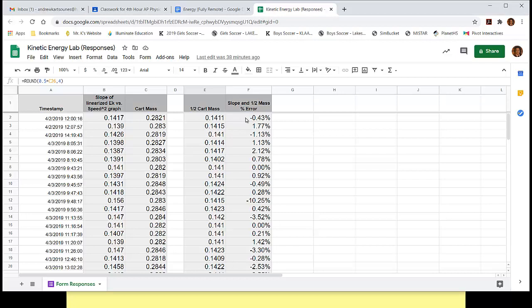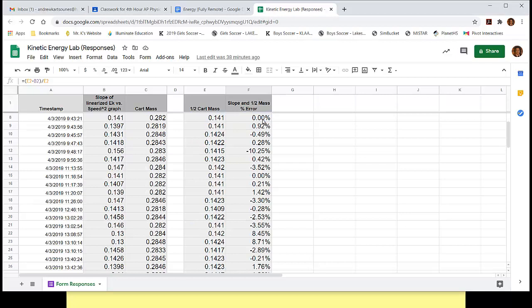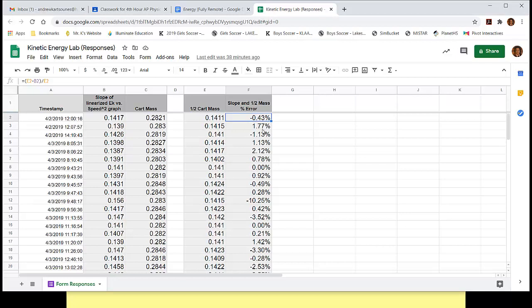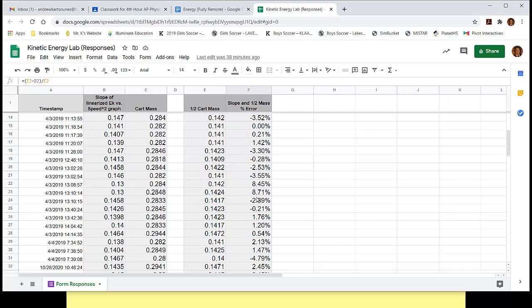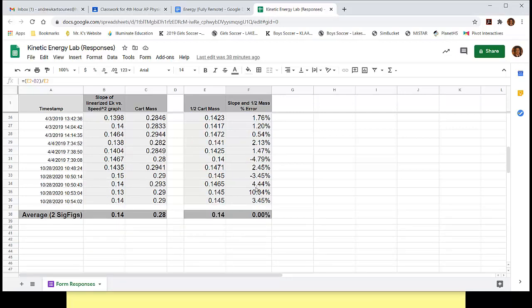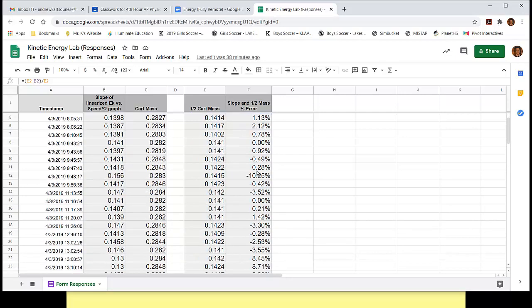And then I did a little percent error calculation between your slope and half your cart mass. And you can see the percent errors here. So sure, there were some groups that had some pretty small errors, and there was a couple of groups that for whatever reason had some big errors. We're going to talk about some sources of error. Here's a negative 10%. Here's a couple of positive 8s. Here's a positive 10. But in general, the errors were pretty small.